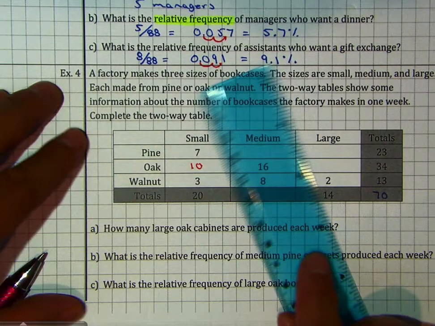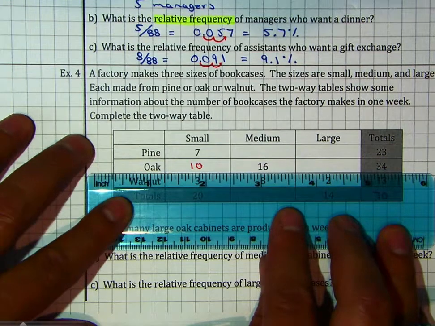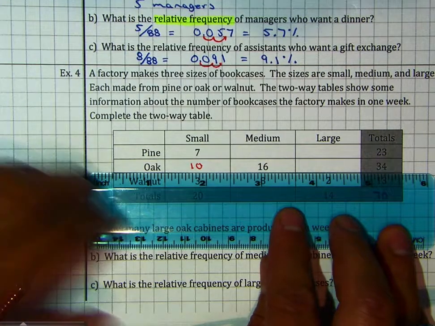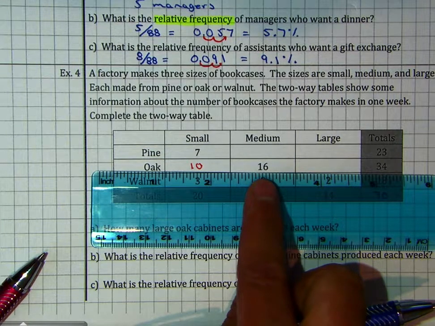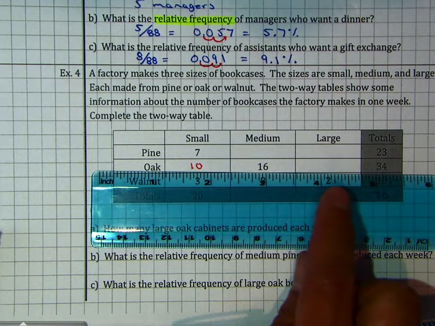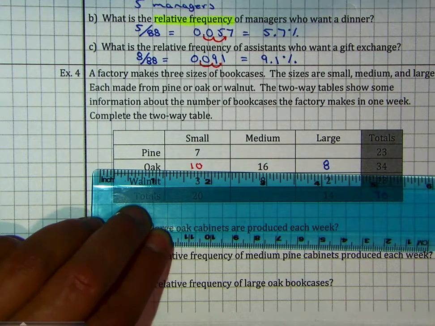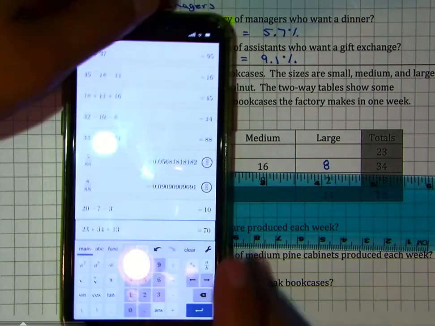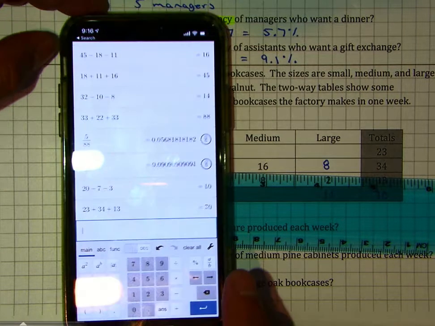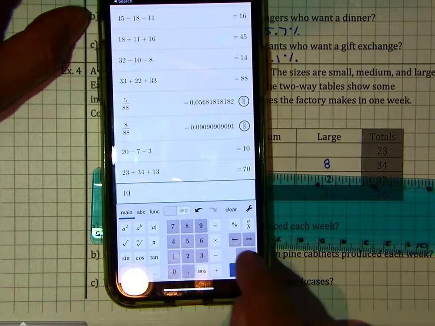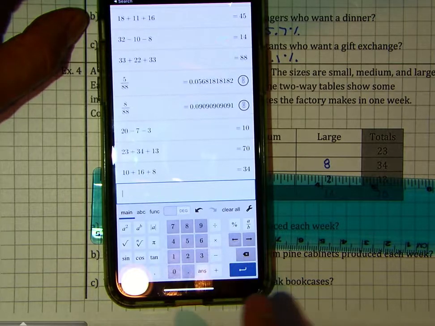Now I'm going to go back, and I'm still missing 2. I'm missing 1 for the oak, so now I can find it. 10 plus 16 is 26, plus what number will give me 34? That'll be 8. And you can always double check: 10 plus 16 plus 8 gives you 34.